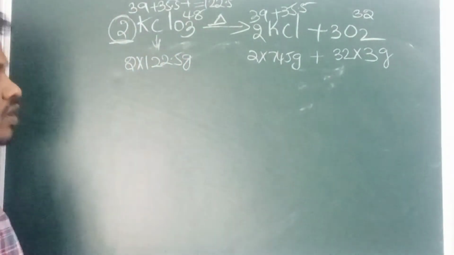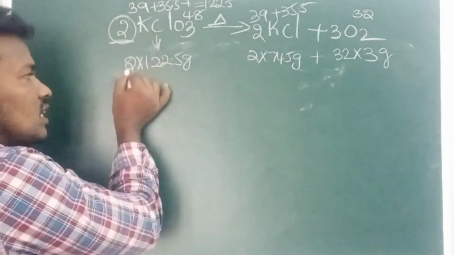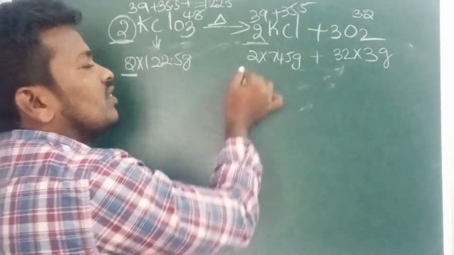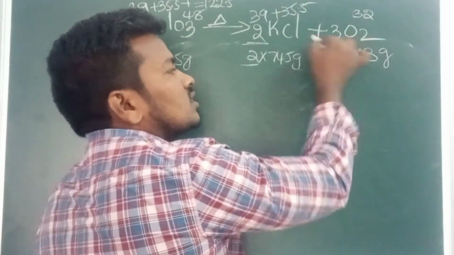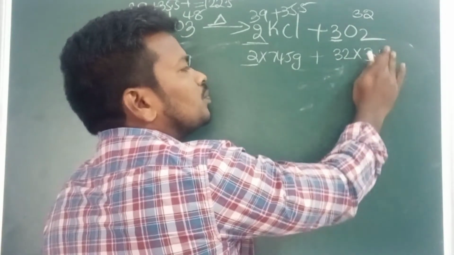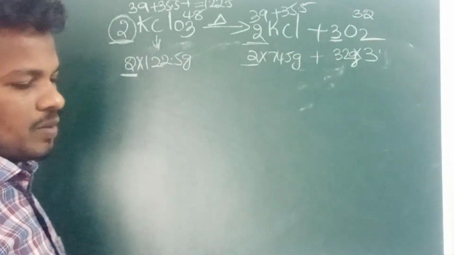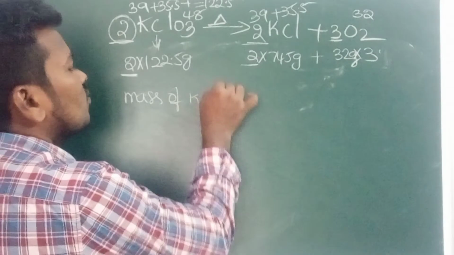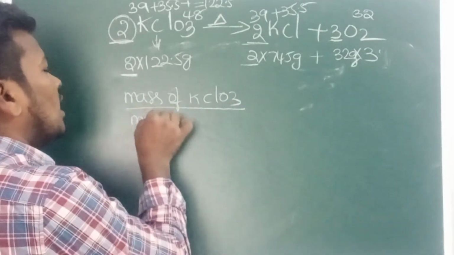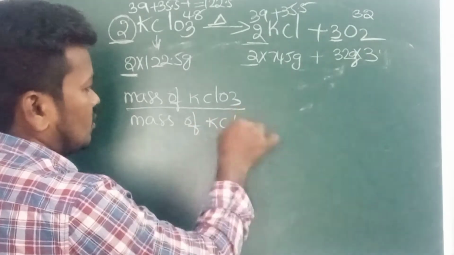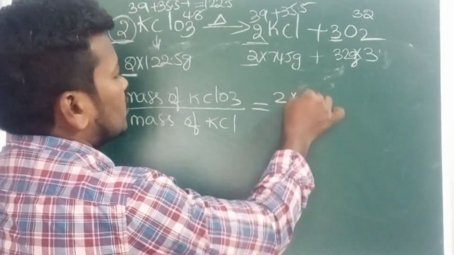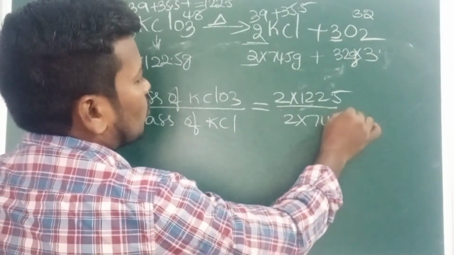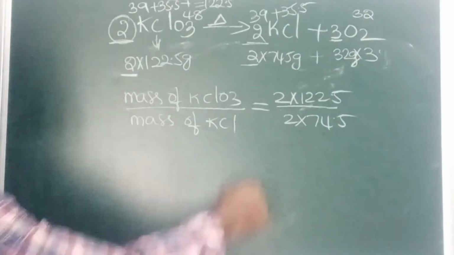Now what we have to do here, of course, here it is 2 moles, that's why I multiplied the mass with 2. Here it is 2 moles of potassium chloride, that's why I multiplied with the 2. Here 3 moles of oxygen, that's why I have multiplied the mass with 3. Okay, now you can see the mass of KClO3 upon the mass of KCl. Mass of KClO3 how much? 2 into 122.5 upon the KCl 2 into 74.5 grams. Of course the 2 get cancelled.